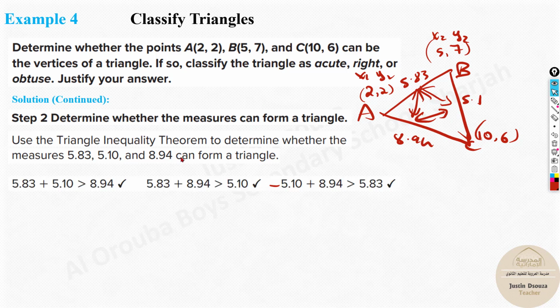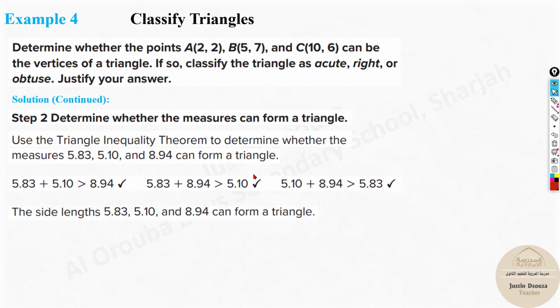Okay. Now here, 5.83 plus 5.1 gives you about 10, and when you add these both, it's greater than 8.94. Now add 5.8 and 8.94. It's more than 14. So it is, yes, greater than 5.1, the other side. Now add 5.1 and 8.94. It must be greater than 5.83. Yes, obviously it's greater than that. All the three cases, yes, they are greater. So this is a triangle. Therefore, you can form a triangle with those sides.